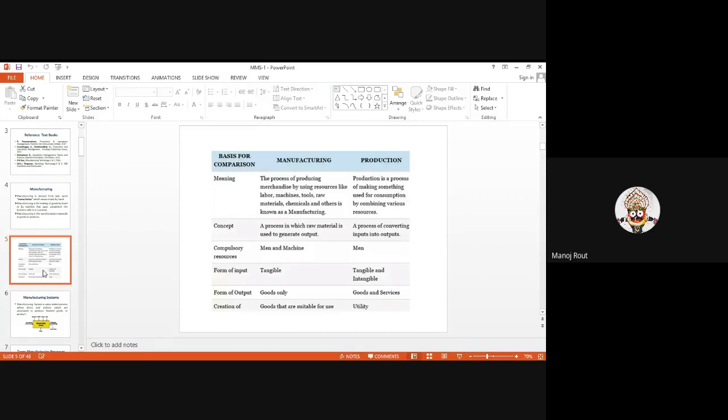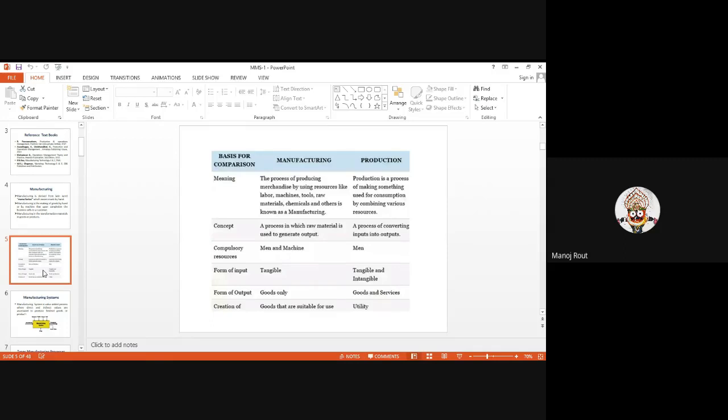So if you go to the concept of manufacturing, it is the process in which raw material is used to generate output, but in case of production, it is a process of converting inputs into outputs. The next point is compulsory resources, that is men and machines. In case of production, only men is required.